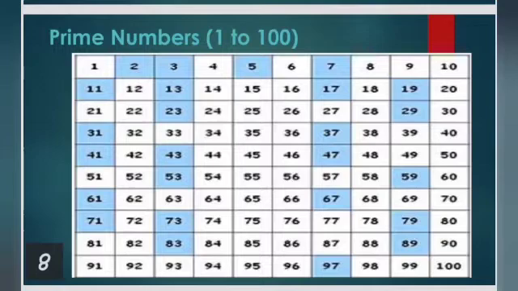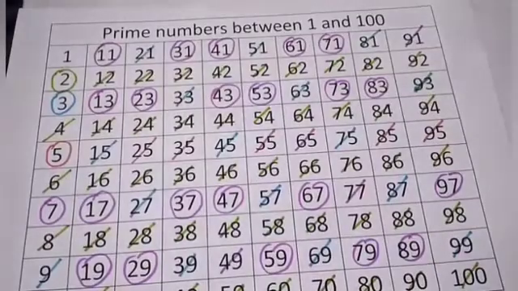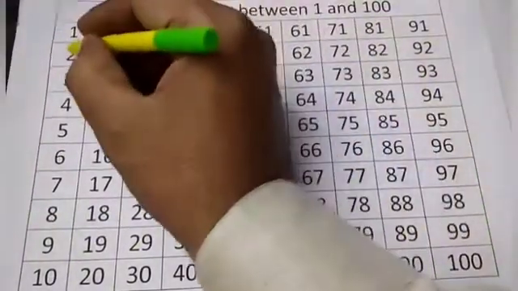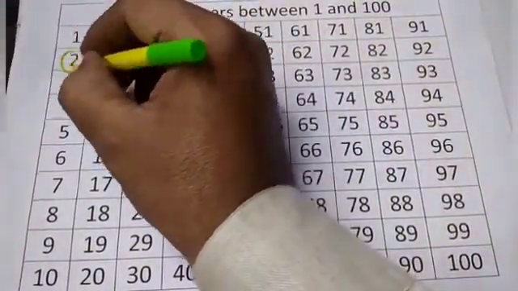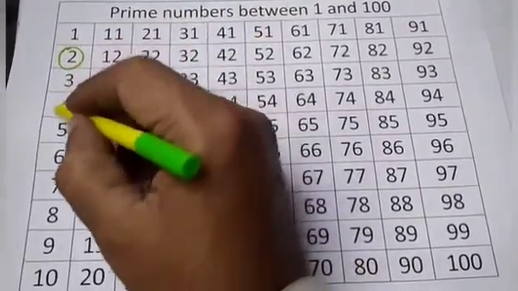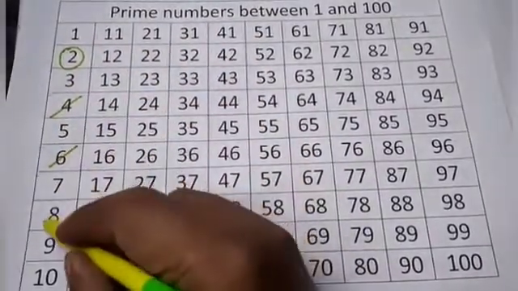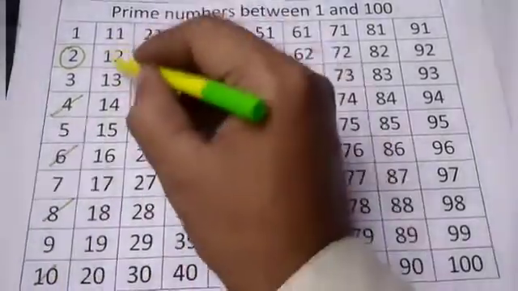Next, we are going to see the prime numbers from 1 to 100. There are 25 prime numbers between 1 and 100. Let us learn how to find the prime numbers from 1 to 100. First, we make a number chart of 1 to 100. 1 is neither prime nor composite, so we leave that one.